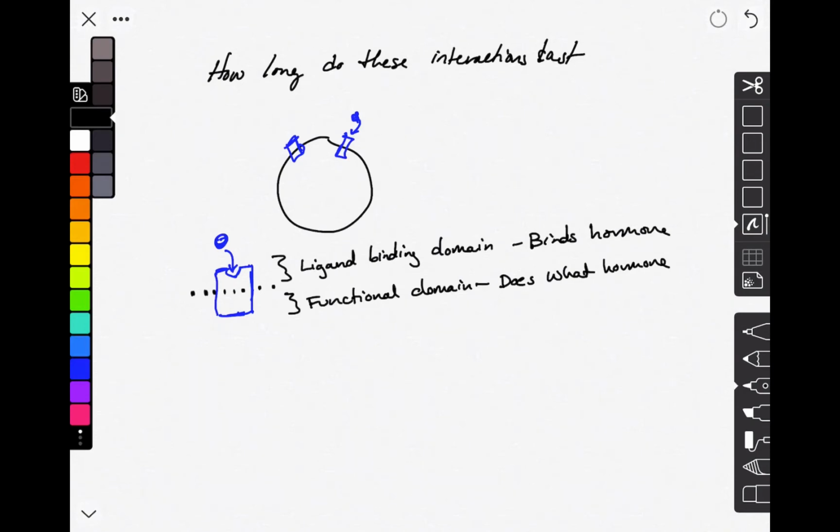Actually, that's a terrible explanation. And they have a functional domain, and the functional domain is what that receptor does.